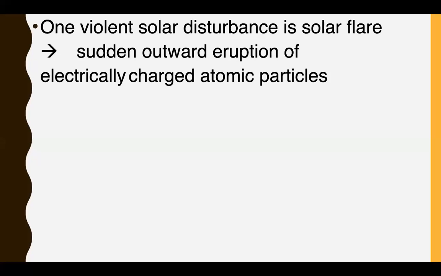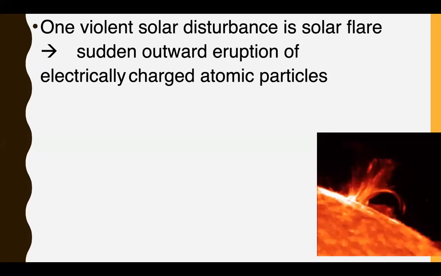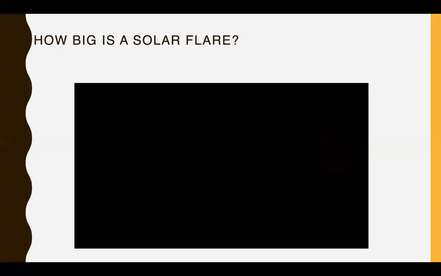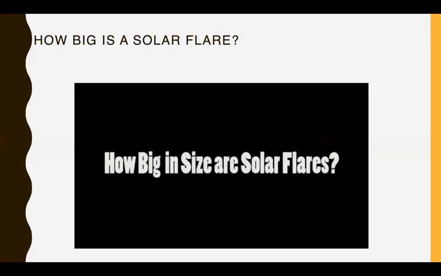All right, so a solar flare is the next thing. That is a sudden outward eruption of electrically charged atomic particles like this. A prominence is much more gentle, where you have this gradual rise of gases that follows the magnetic field, and then eventually it falls back down. A solar flare is an eruption. Again, it increases the strength of solar wind.